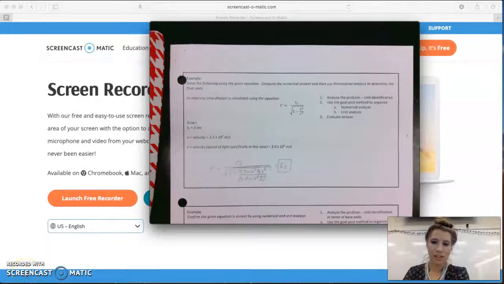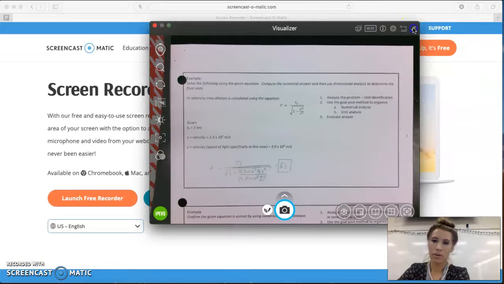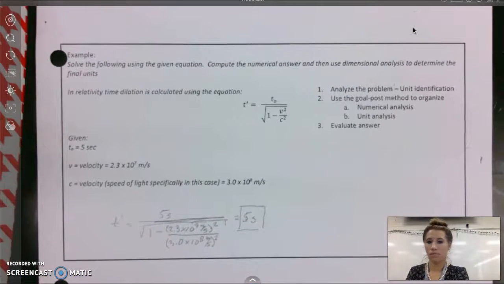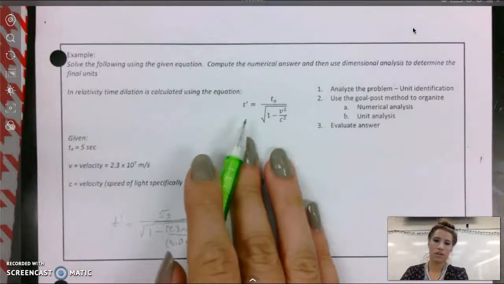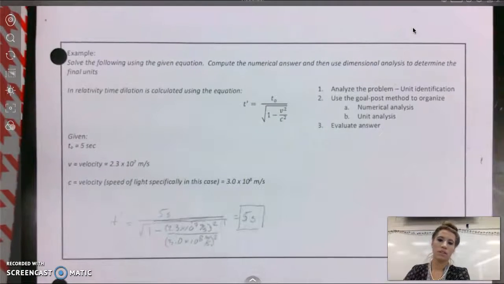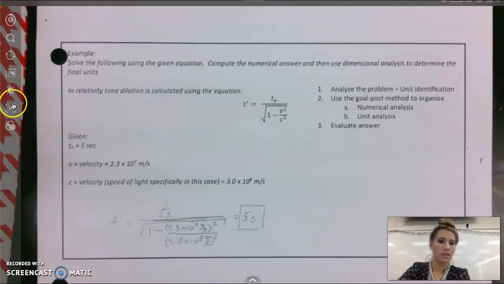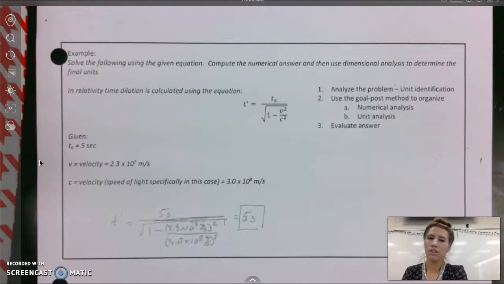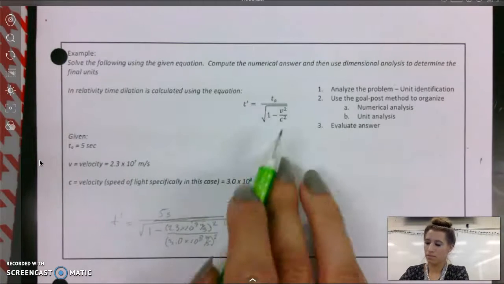Okay, let's look at one last example, and then let's talk through a couple quick problems. So, we are solving for our time dilation here, and we have this equation. Something that's interesting about this equation is, let's look at the units before we dive into it.